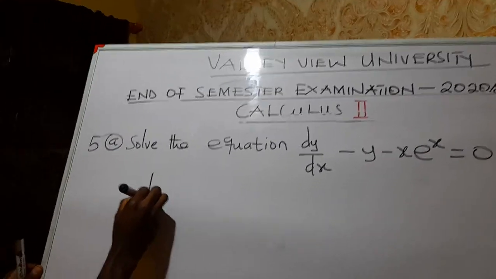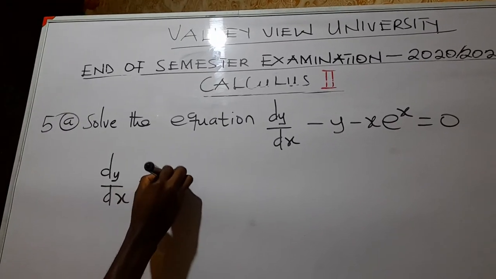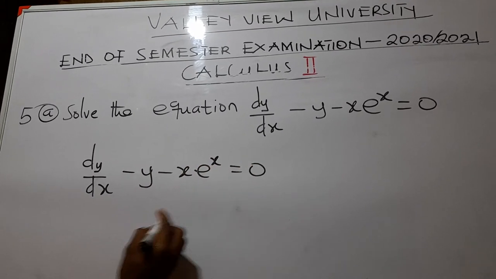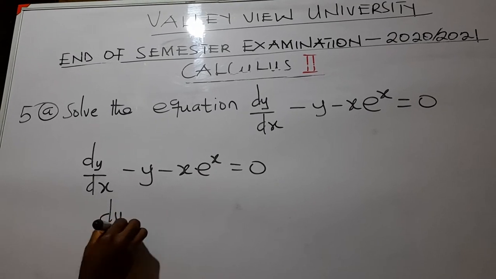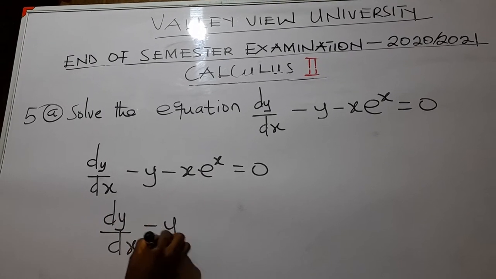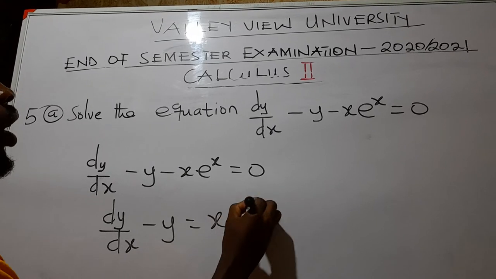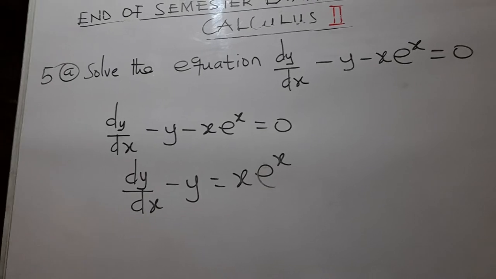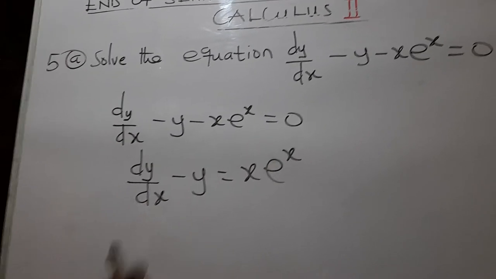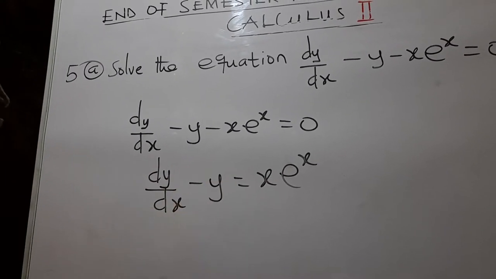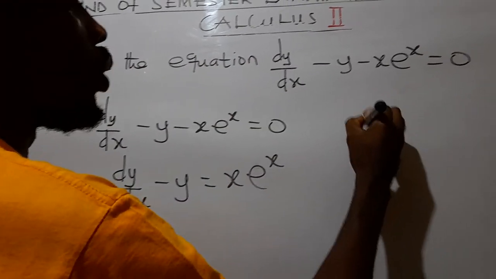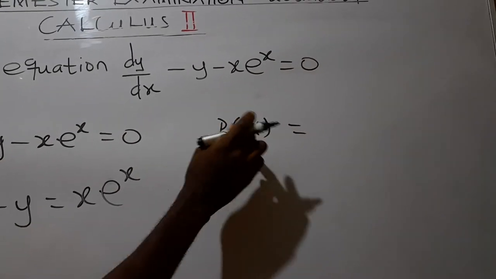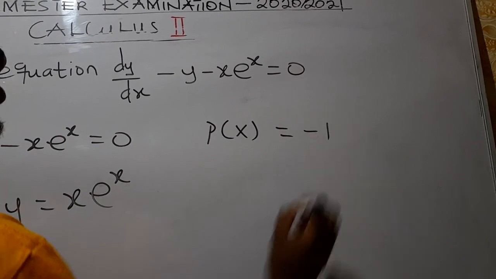So if you have dy over dx minus y minus x e exponent x equal to 0, we can rewrite this as dy over dx minus y equal to x e exponent x. Now, to solve linear first order ordinary differential equations, you need an integrating factor. And we said the integrating factor is the coefficient of the y there. So p of x is equal to negative 1.